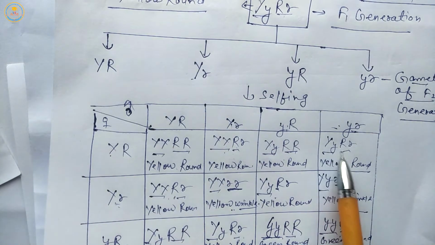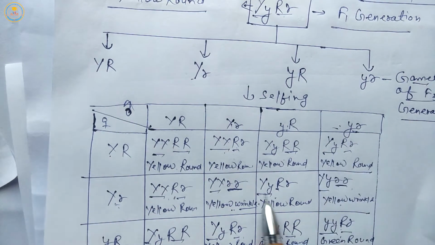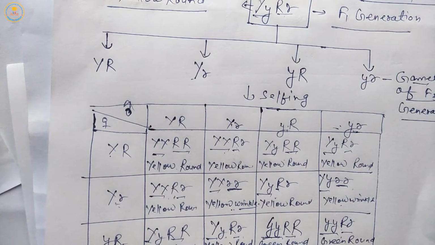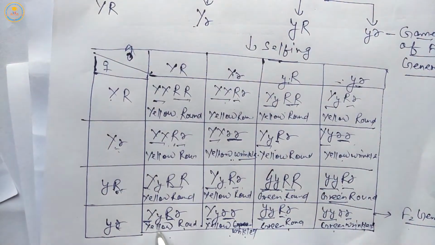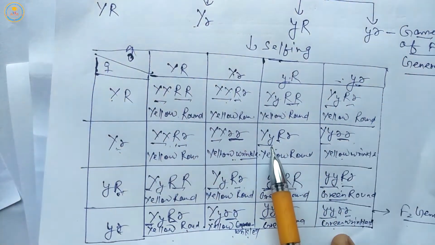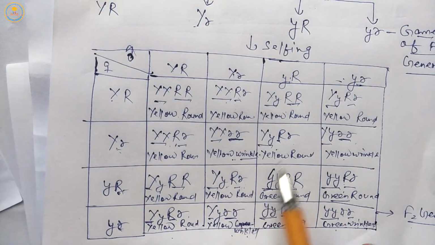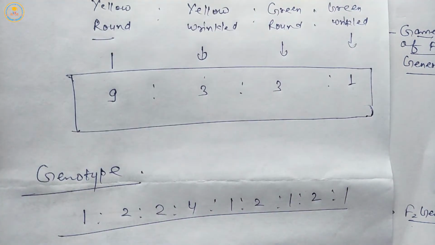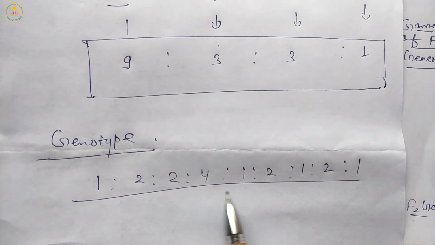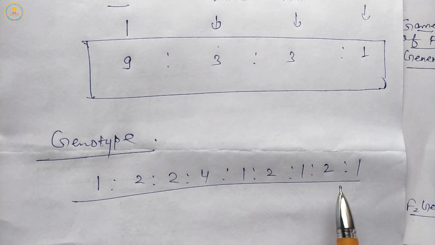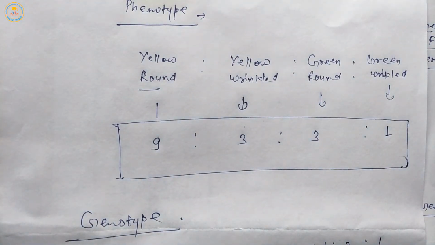Next, 4 is capital Y, small y, capital Y, small y, capital Y, small y, capital Y. Last is capital Y, small y, capital R, small r, which means 1, 2, 3, 4. They are 4. So genotype, it means genetic constitution, is 1:2:2:4:1:2:1:2:1. But phenotype, it means external appearance, is 9:3:3:1.